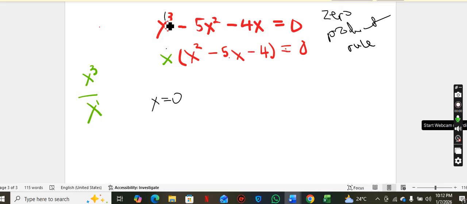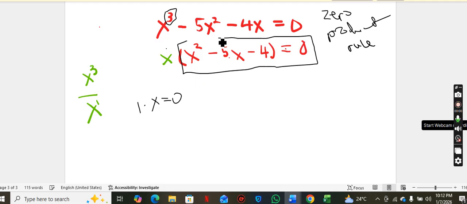A cubic function, since the leading x variable is to the power 3, you have to have 3 values of x, 3 roots. So we found one root. According to the zero product rule, one root is x equals 0. So what we remain with now, we need to solve this quadratic equation here, so that we get the 2 other roots. Because we are dealing with a cubic function, we need 3 solutions of x.